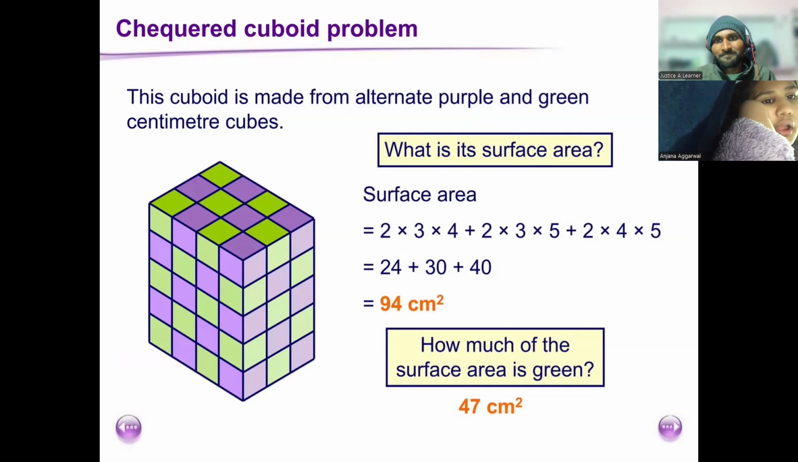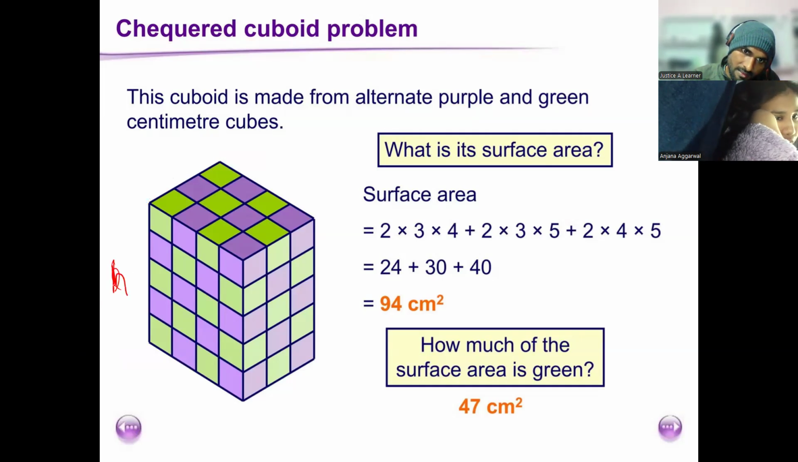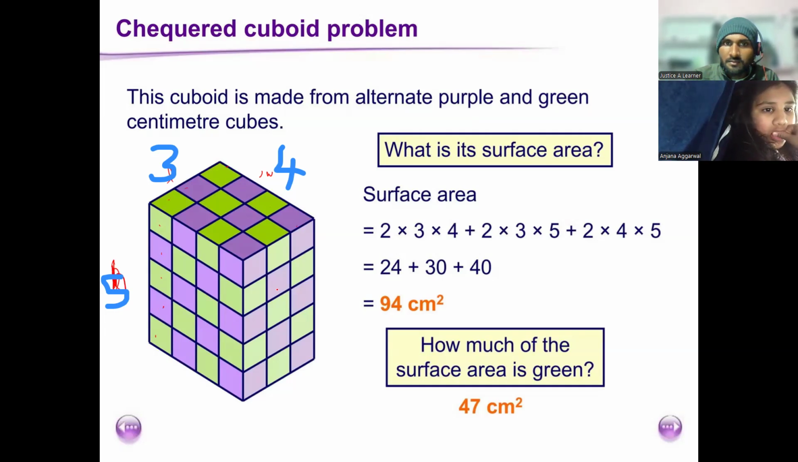Tell me what is the height. Just write it here. Write the height, please. Height. L, sorry, H, and this is what? Length. And this is what? Width. Got it? One, two, three, four, five. One, two, three, four. Okay, so that's how we found it.